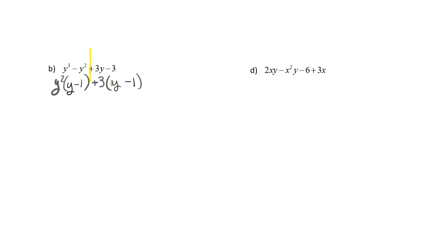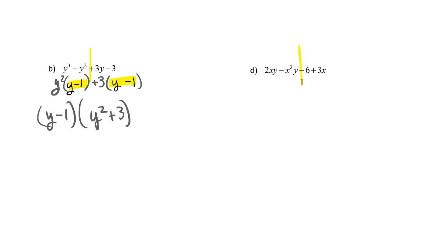And that's good, because now I have a y minus 1 as my common binomial factor. I will pull that out front, and I'm left with y squared plus 3. The sum of a square and a prime is not factorable, so we're done.